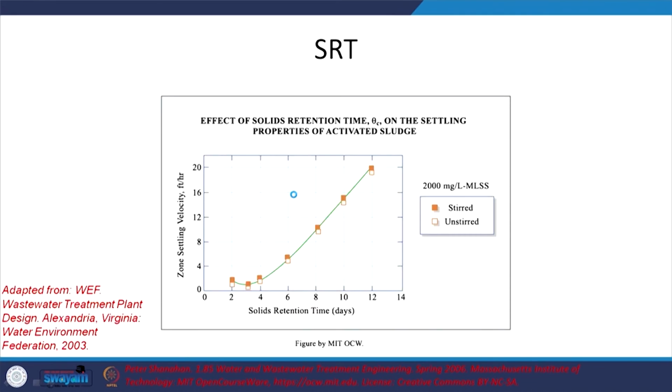Okay, let's move on. One aspect, as we see, for a particular range, this is not for the entire range, is the effect of solid residence time or retention time on the settling properties of activated sludge, right? So in the typical range, zone settling velocity, you want it to be pretty good. And you see that with increasing SRT, you get better settling characteristics. But again, there is going to be an upper limit. This is the case for 2000 milligrams per liter of MLSS, or mixed liquor suspended solids, right?